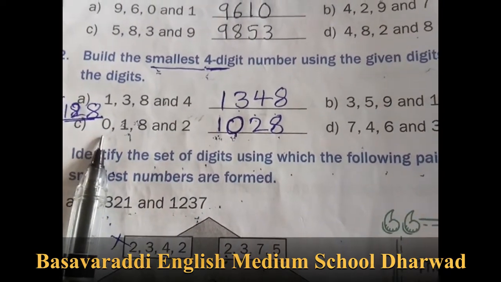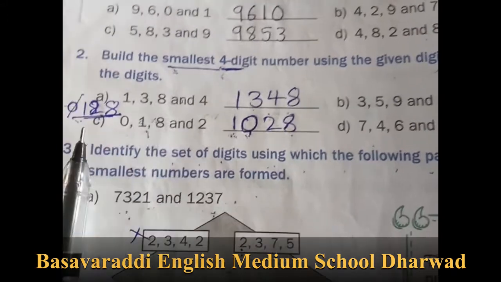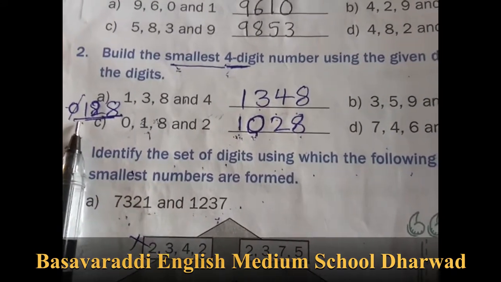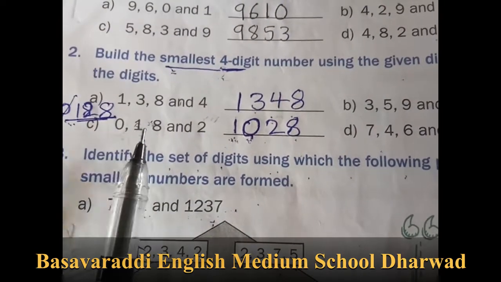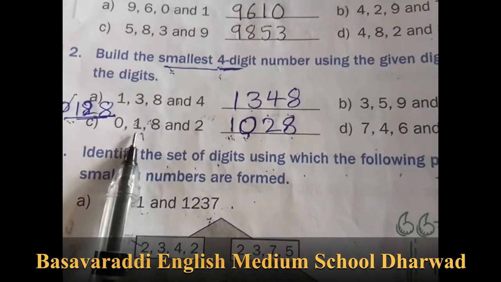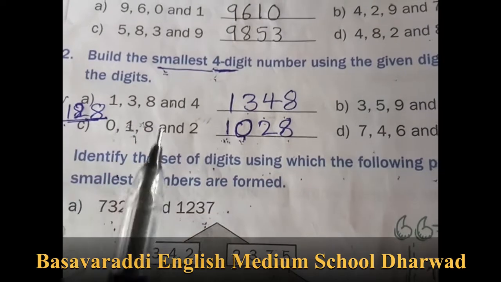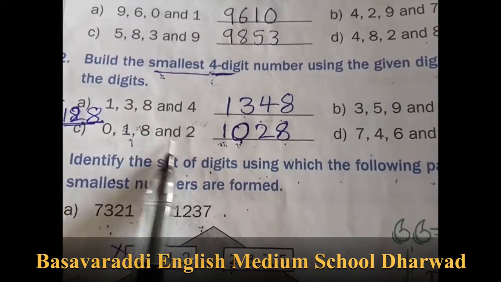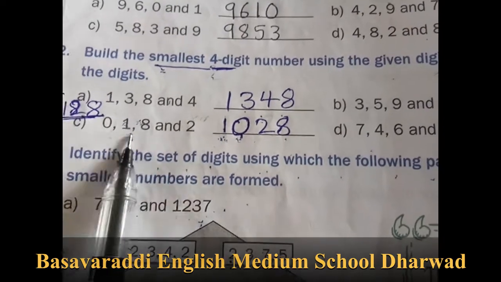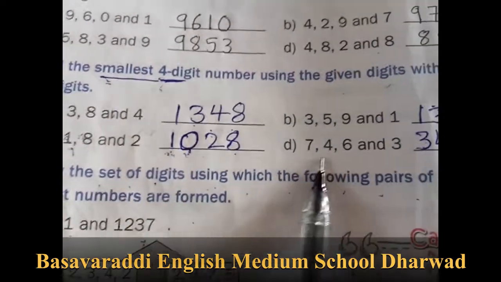Here it is C: 1, 0, 1, 8 and 2. First we can't write 0, because if we write 0 first it has no value, that is 128 like this. So we have to write the smallest first and afterwards we add the 0. So 1 is smallest, afterwards we add the 0, afterwards 2 and 8. 1028.